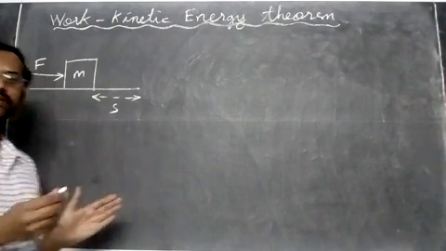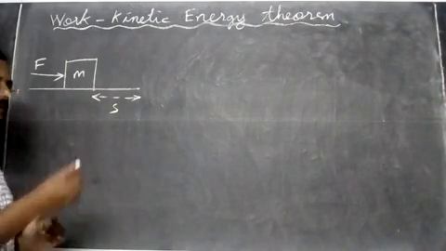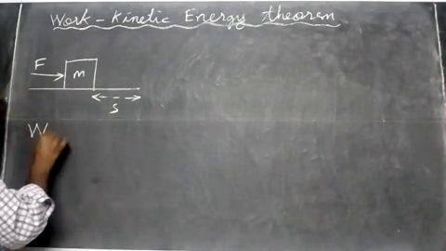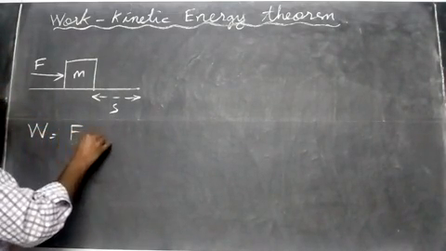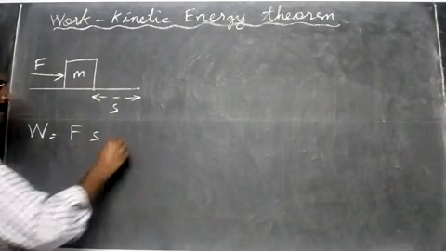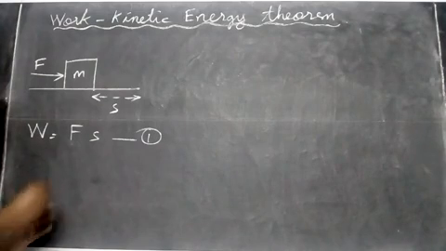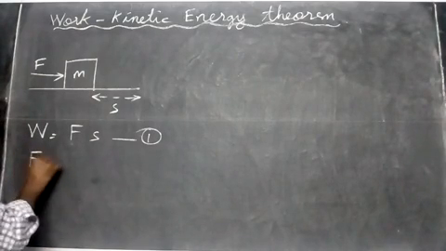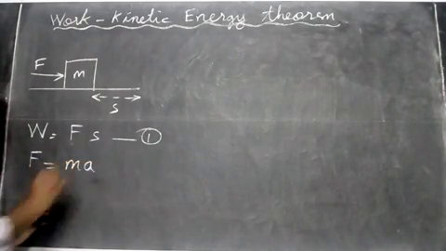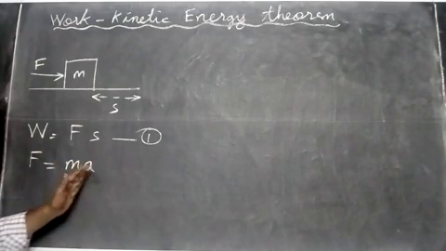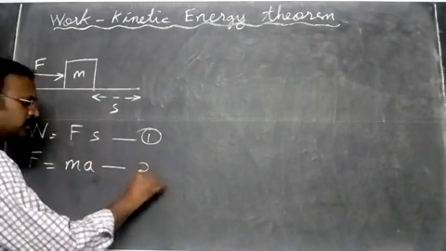So we know that work is equal to force into displacement. So work W is equal to force, that is F, into displacement S. Let this be equation 1. Next, we know the formula for force. Force F is equal to mass into acceleration from Newton's second law. Let this be equation 2.